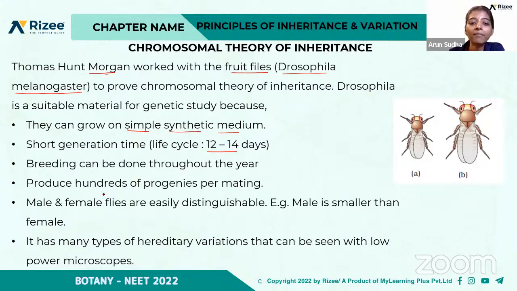And even male and female flies are easily distinguishable. That is, the male is shorter than the female. So they are easily distinguishable, and many types of hereditary variations can be seen with a low power microscope. So it is easy to study all the factors. So Morgan chose Drosophila melanogaster to prove the chromosomal theory of inheritance.